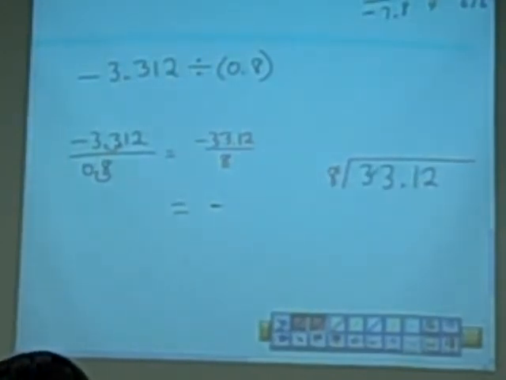So now we know that 8 doesn't go into 3. But we do know that 8 goes into 33, and that'll be 4. 8 times 4 is 32. Make a minus, be a 1, bring the 1.